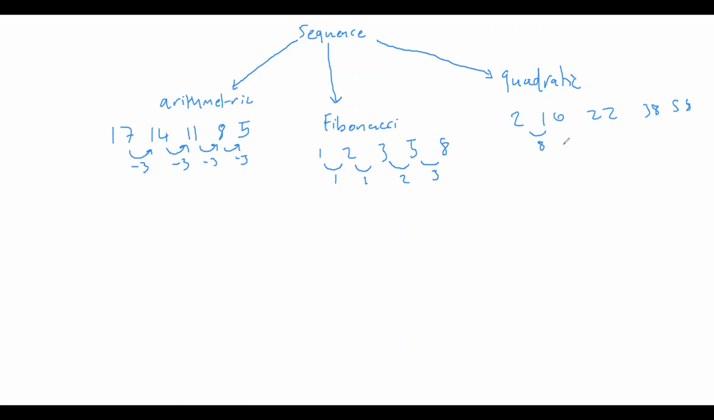So for example, 8, this is 12, this is 16, and this is 20. But the differences between the differences are the same. So 4, 4, and 4. Whenever you're tackling a sequence, first determine what the difference is between each of the terms to find out what you're working with, whether it's arithmetic, Fibonacci, or quadratic.